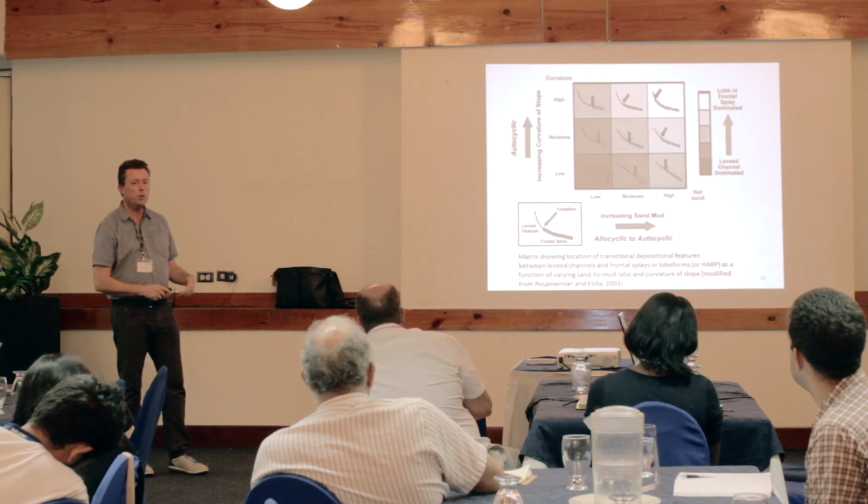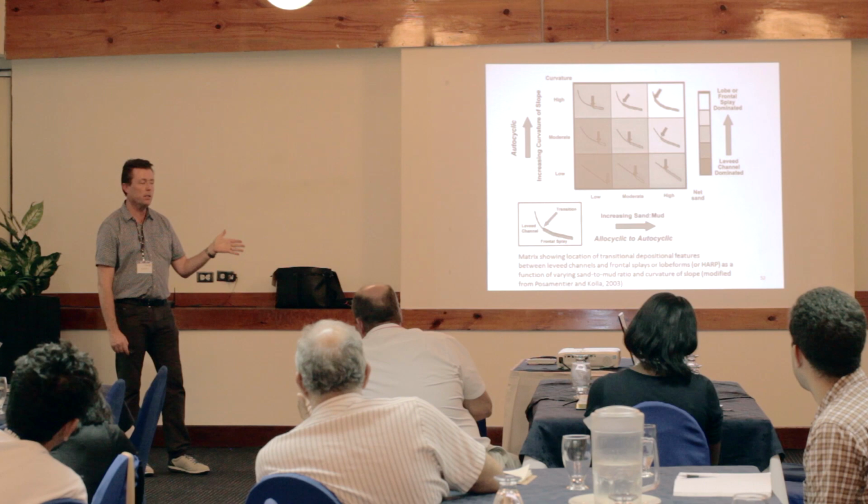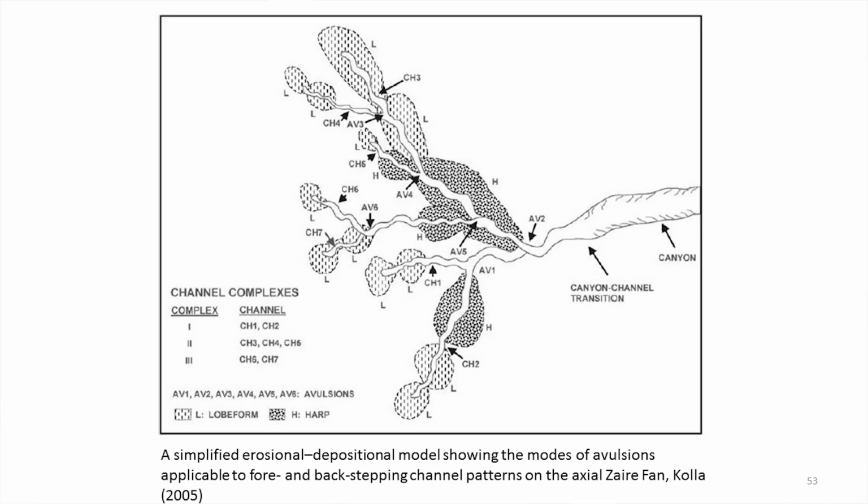It's all to do with local conditions and the type of flow that's coming down at that particular time. And this is shown here. This is a Vencola's diagram from the Zaire fan, but most of it, I guess, would come initially from his ideas from the Indus fan. He shows a canyon, it's a concertina, the whole thing here. And L is lobe form, and H is harp, or crevasse splay, let's say, when a channel breaches.